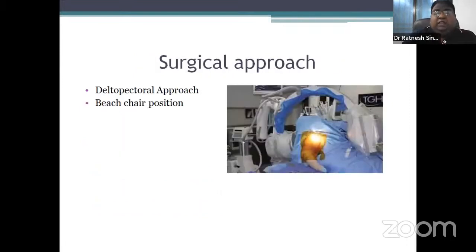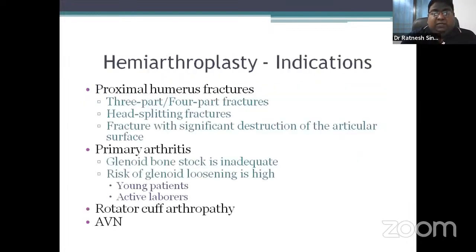For the surgical approach, the deltopectoral approach is usually taken, and the position is the beach-chair position. It gives good exposure, and you can move the arm very freely. Drape the patient as shown in the picture, and your C-arm should be able to take the picture. This is the usual OR setup required for shoulder arthroplasty.